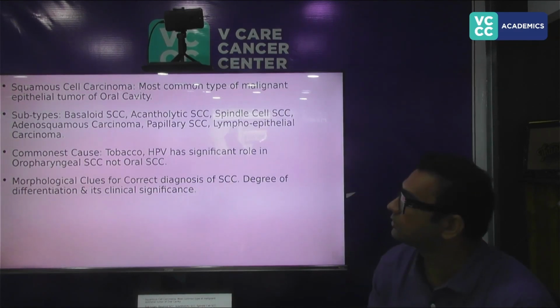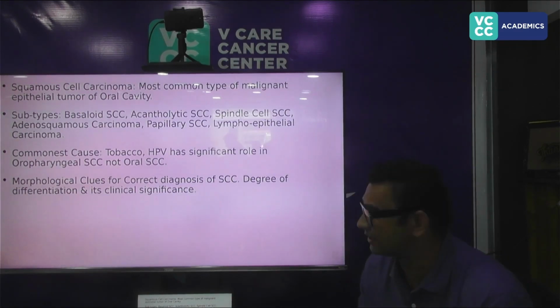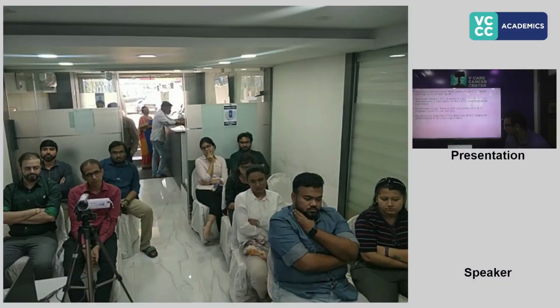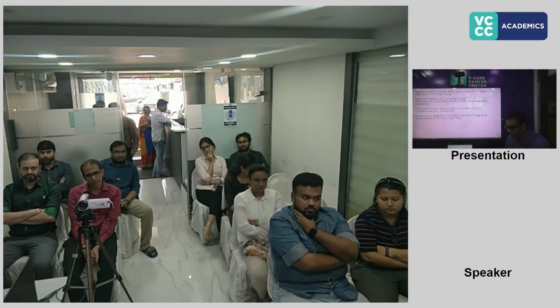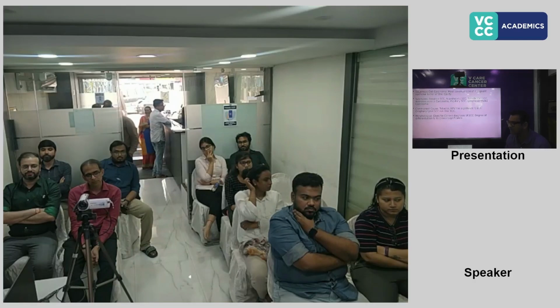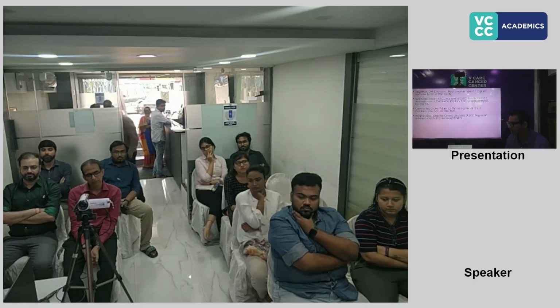Anyway, so the subtypes. First is basaloid squamous cell carcinoma. There is acantholytic, spindle cell and all. So basaloid squamous cell carcinoma is a very aggressive type of variant where the tumor cells show a palisading appearance. There is a high NC ratio, blue-looking tumors.